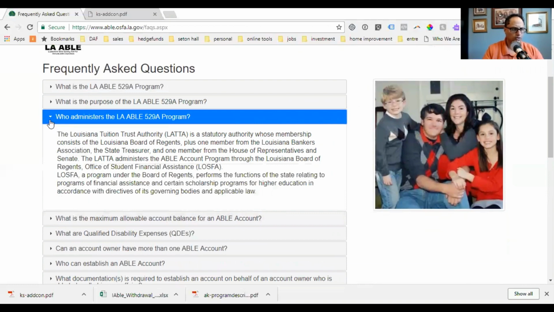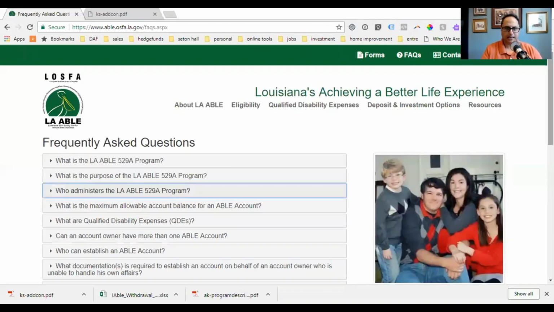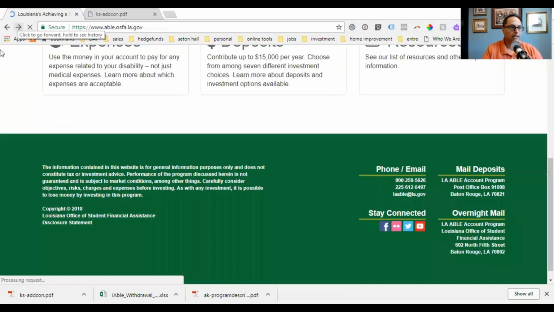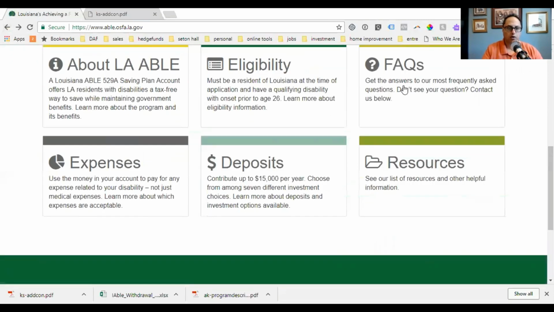Okay. For some reason, it wasn't clear if this program is only for Louisiana residents. I apologize, but to me, it wasn't so clear. So maybe you guys noticed something that I didn't notice, but let's see what happens.